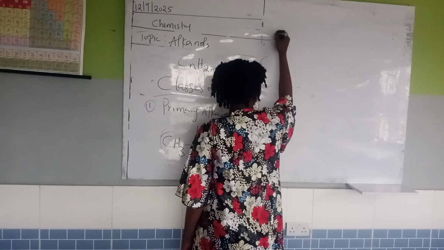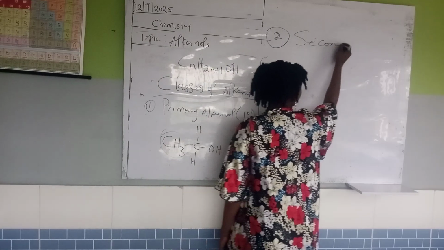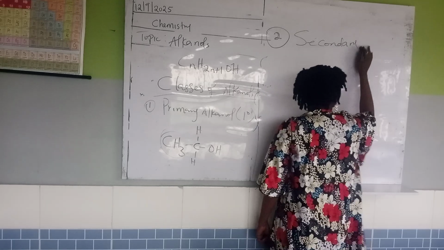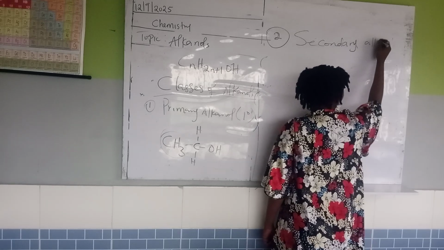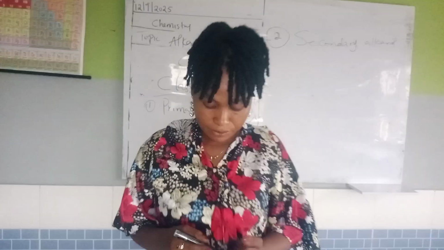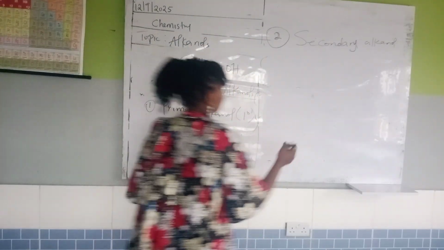And two, the secondary alkanol. The secondary alkanol has two alkyl groups attached to the carbon.